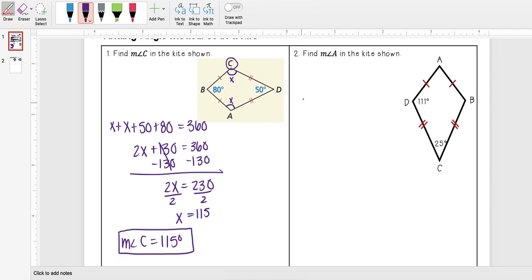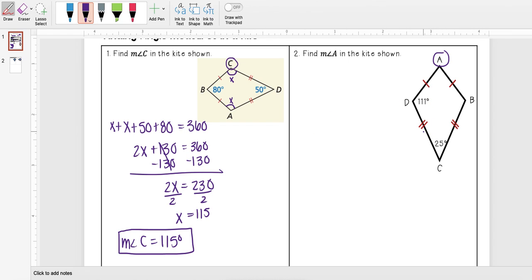Okay, now let's look at number 2. Number 2 wants me to find the measure of angle A. Here I am actually given different angles. In problem 1, I was given opposite angles that aren't congruent. This one, I have two angles that are right next to each other.